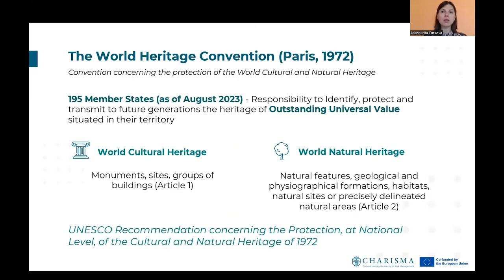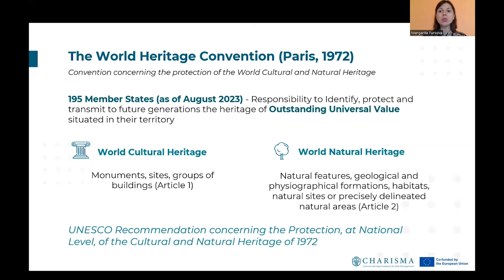In this lesson, I would like to focus particularly on the UNESCO World Heritage Convention, which was adopted in 1972. The convention encourages the identification and protection of heritage sites considered to be of outstanding universal value to the whole humanity. As of August 2023, there are 195 member states to the convention. The convention regards both cultural and natural heritage, and in this way links together the concepts of the protection of nature and the cultural properties. The notions of the world natural and cultural heritage are defined in Articles 1 and 2 respectively.